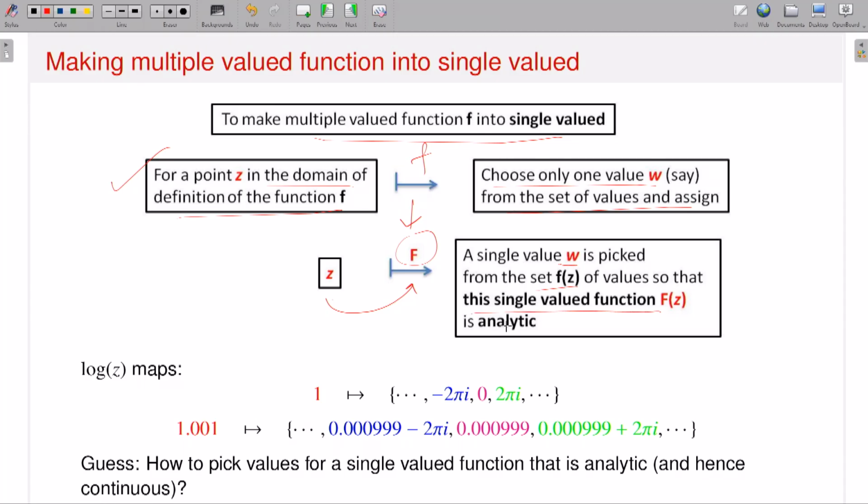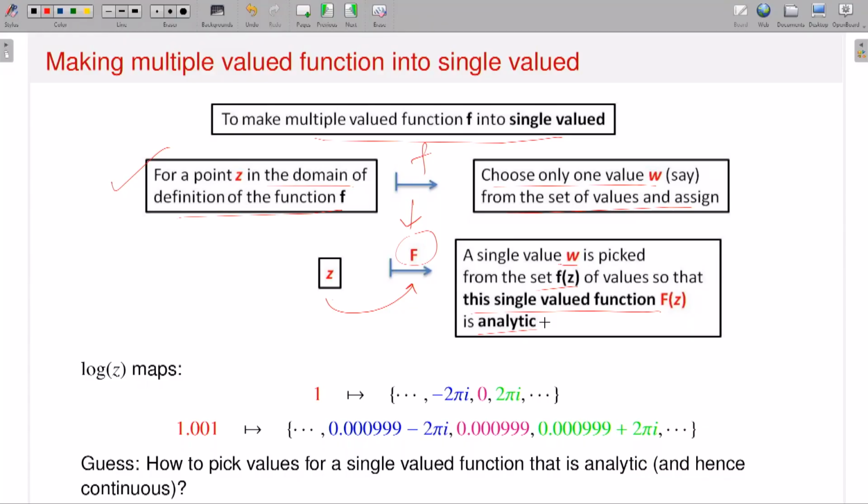What is that? This single valued function should be analytic. So that means I am not choosing randomly. I have a multi-valued function, so given z, it maps to a set. From that, I'm trying to find a single valued function with the demand that it should be analytic. That means I cannot just choose arbitrarily a point in the set just to make it single valued. No, I'm not doing that. I'm saying that you have a multi-valued function to get a single valued function, but I demand that you choose the single value in such a way that your function is analytic. So that's what I demand, I need it.